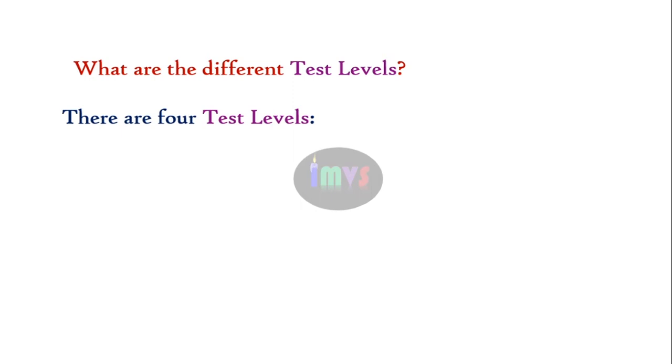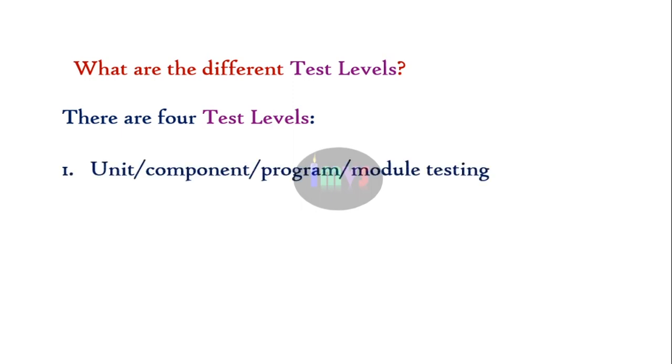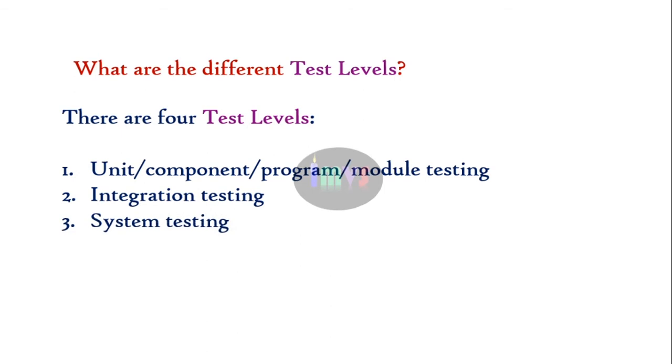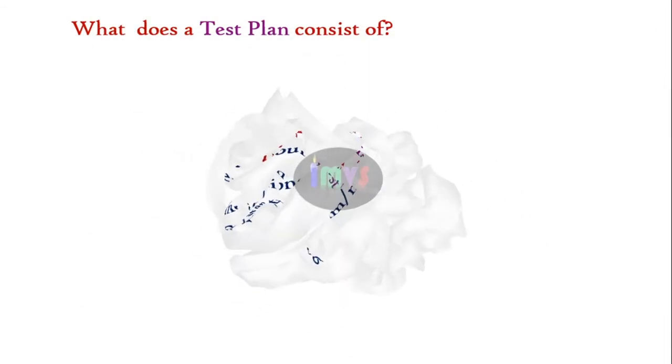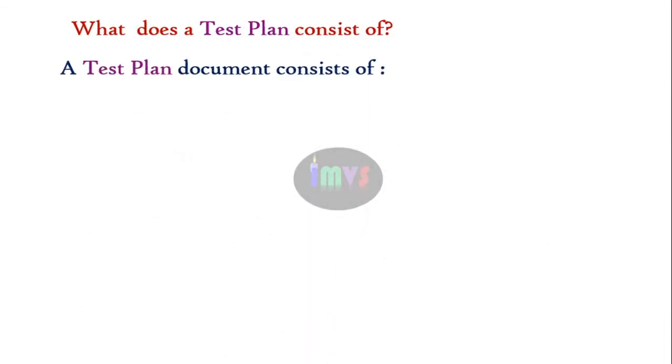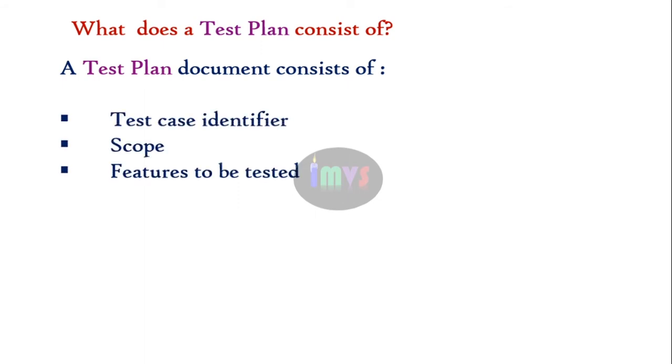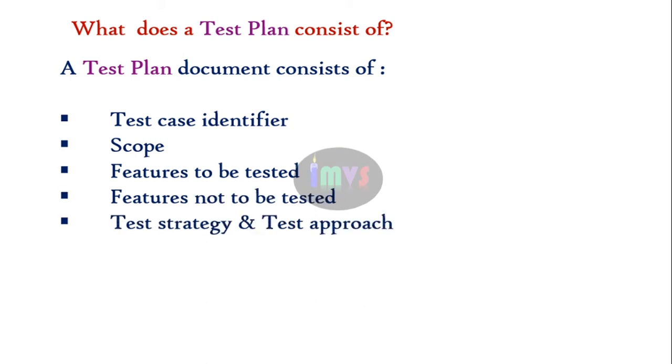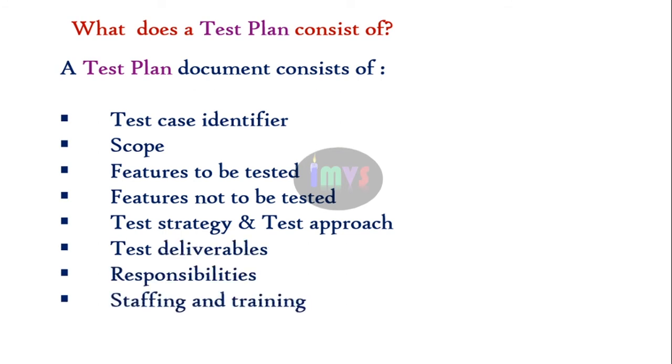What are the different test levels? There are 4 test levels. 1. Unit component program module testing. 2. Integration testing. 3. System testing. 4. Acceptance testing. What does a test plan consist of? A test plan document consists of test case identifier, scope, features to be tested, features not to be tested, test strategy or test approach, test deliverables, responsibilities, staffing and training, risk and contingencies.